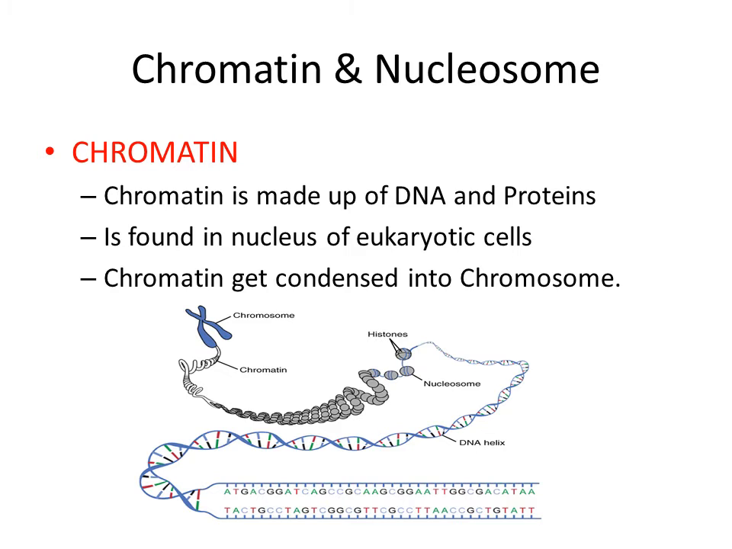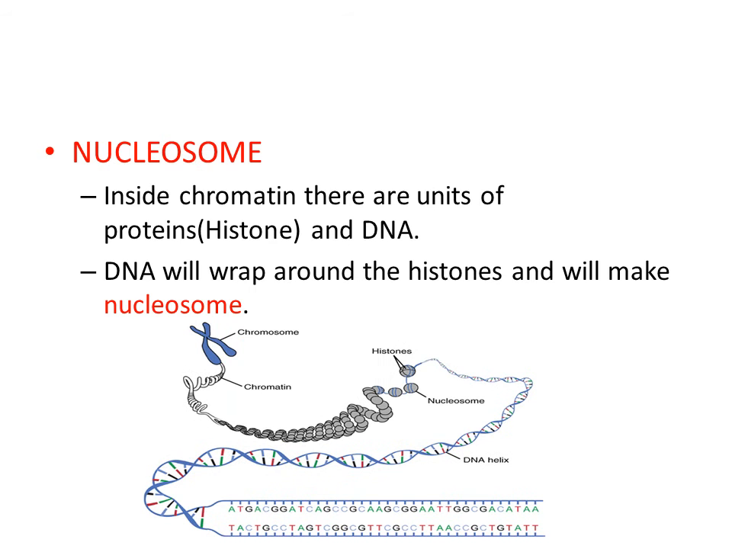First, chromatin is made up of DNA and proteins and is found in the nucleus of eukaryotic cells. Chromatin gets condensed into chromosomes, like you can see in the picture. Inside chromatin there are units of proteins and DNA, like we have seen in the previous slide, and these proteins are histones. DNA will wrap around the histones and make a nucleosome, like you can see in the picture, where nucleosomes are being formed by DNA wrapping around the histones.